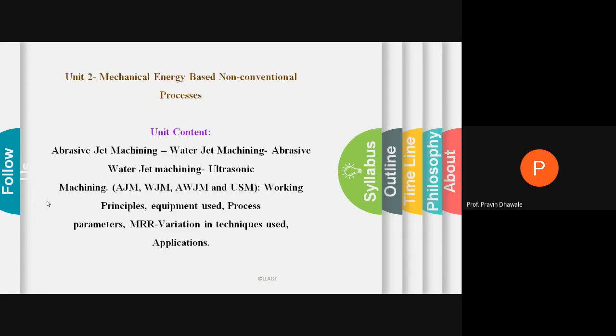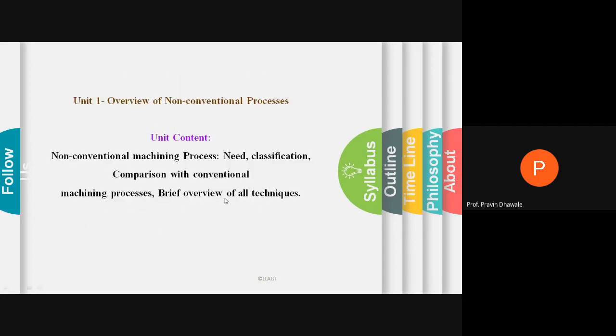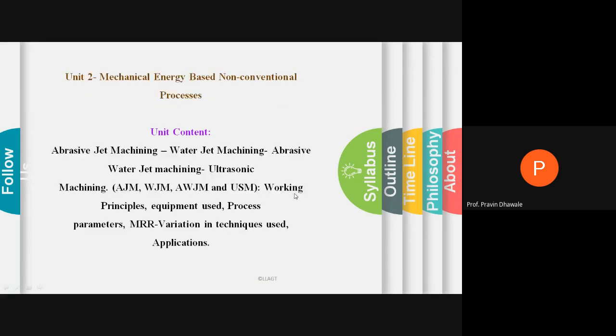Now, I mention here a brief overview of all techniques, right? Which techniques? The second chapter is a mechanical energy based non-conventional process, where you have to study abrasive jet machining and water jet machining. If you combine abrasive jet along with water, then that will be abrasive water jet machining, and ultrasonic machining. These are the mechanical energy based non-conventional processes. Are you getting this?